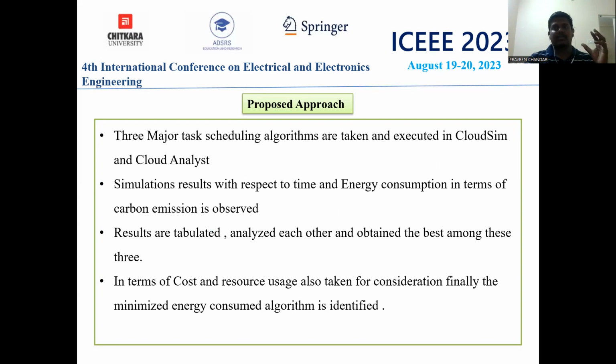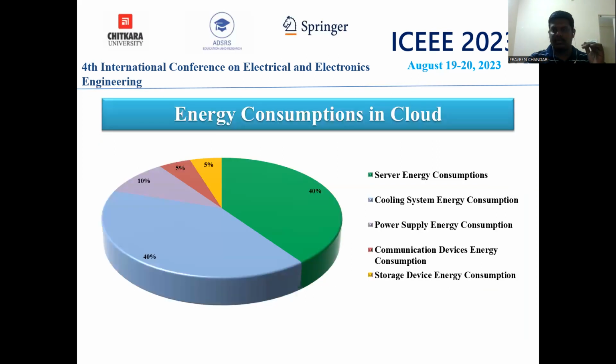For the first algorithm, what is the power consumption? What is the time constraint? Second algorithm, what is the power consumption? What is the time constraint? Third algorithm, what is the power consumption? What is the time constraint? In addition to that, we have taken cost and resource utilization. All these three are analyzed one by one. So now let us go to the next slide.